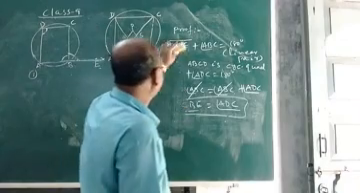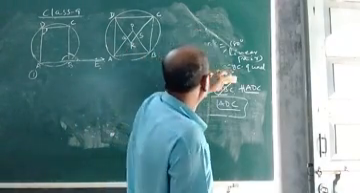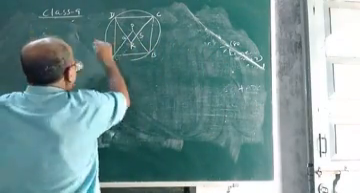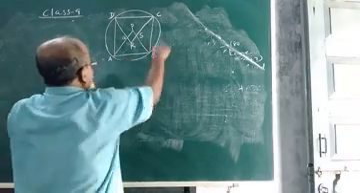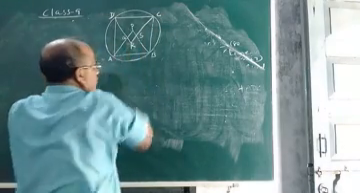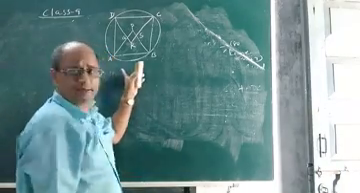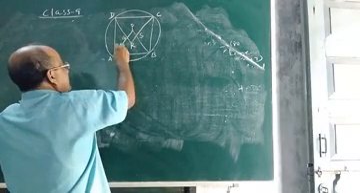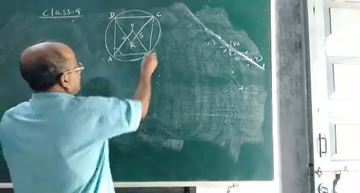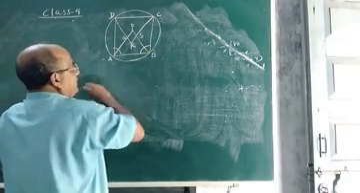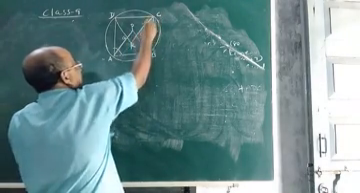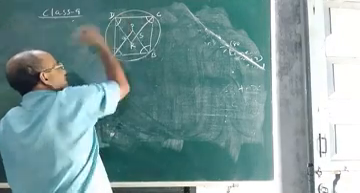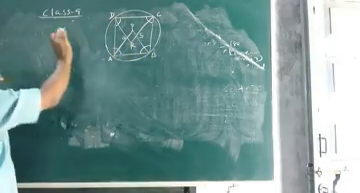Let me discuss another important property of a cyclic quadrilateral. See, children, look at this figure. Suppose ABCD is a cyclic quadrilateral because the four vertices lie on the circle. Now suppose AP is the bisector of angle A, BP is the bisector of angle B. Now look at CR. CR is the bisector of angle C, and DR is the bisector of angle D.